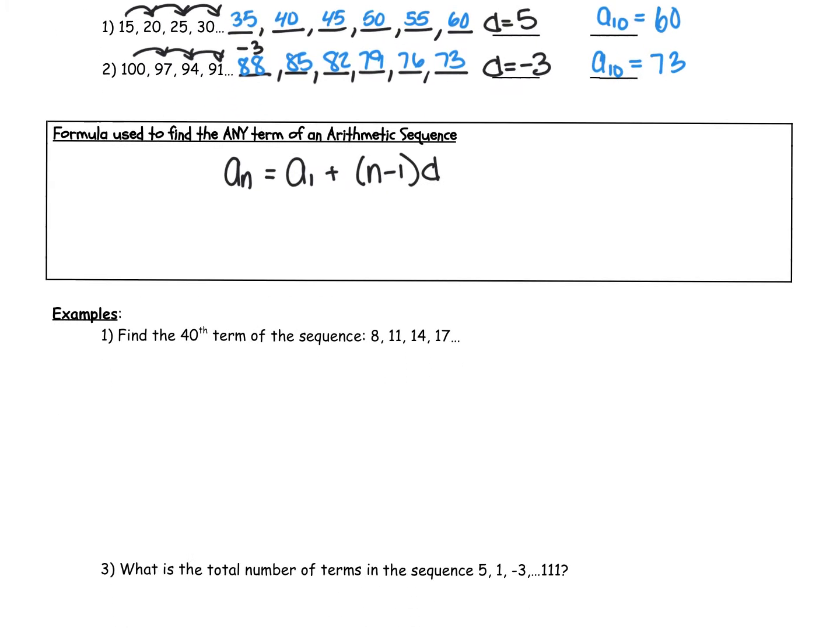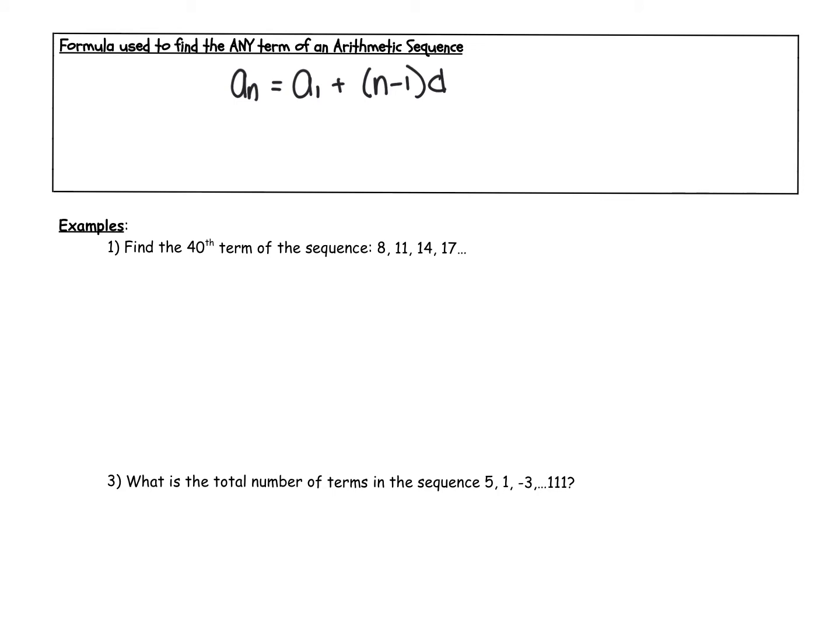Now, we need to know what each of these letters represent. A sub n is any term of the sequence. A sub 1 is my first term. D is my common difference. And n is the term number. So let's talk about what this means through an example.